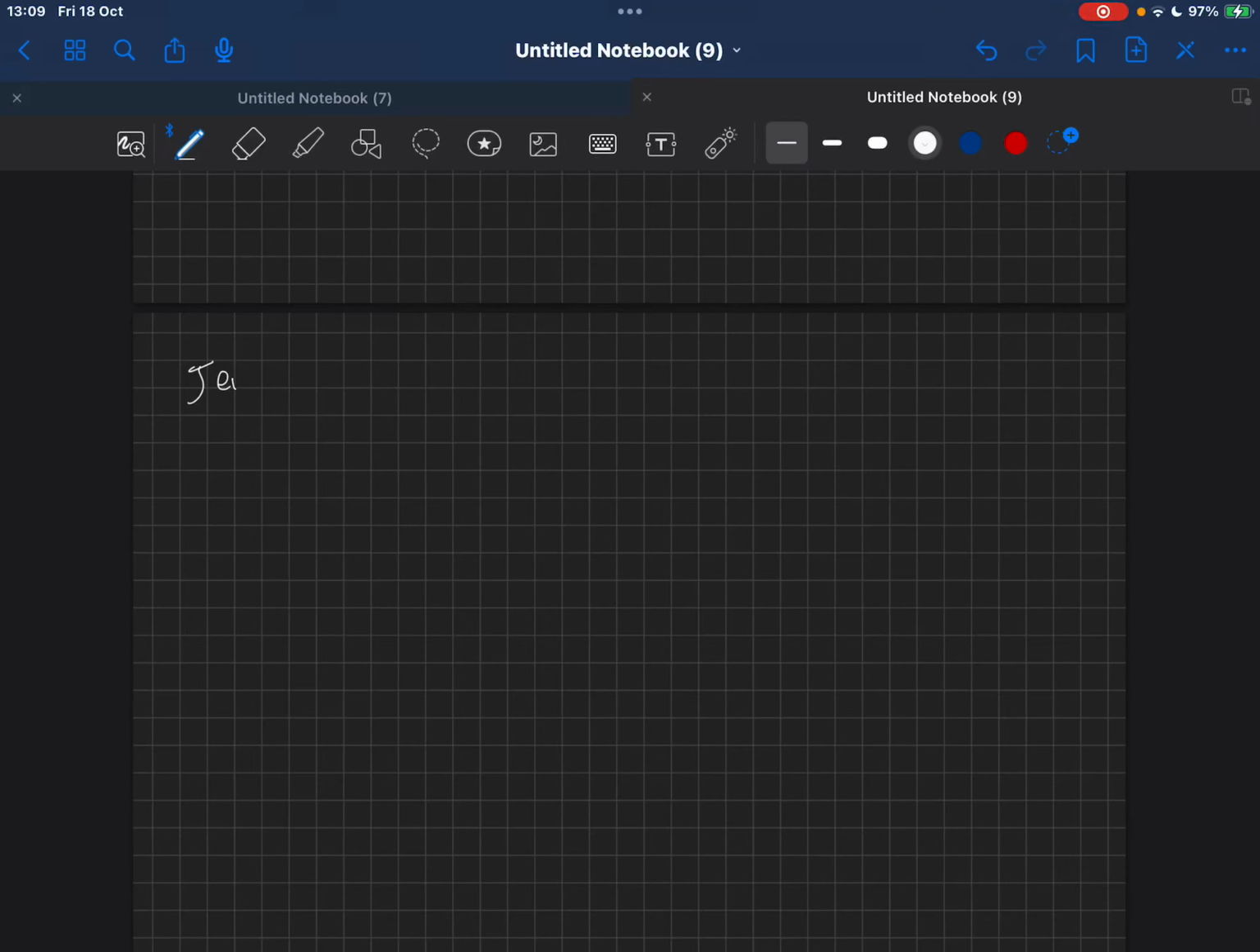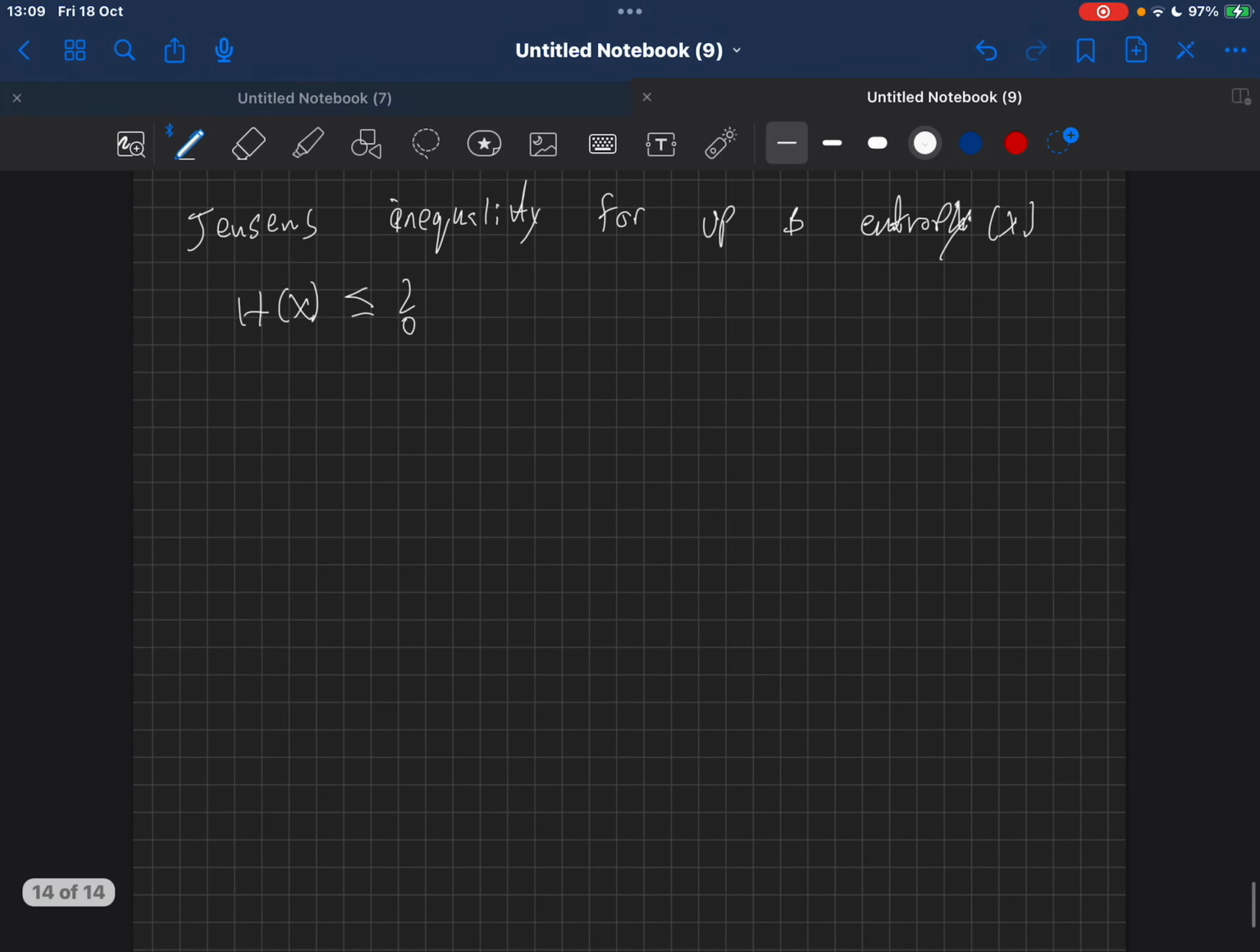Okay, so the idea now is to try to use Jensen's inequality for concave functions for proving the upper bound for the entropy of a random variable. Let's call it X. So I want to get an upper bound for the entropy of a random variable X using Jensen's inequality.